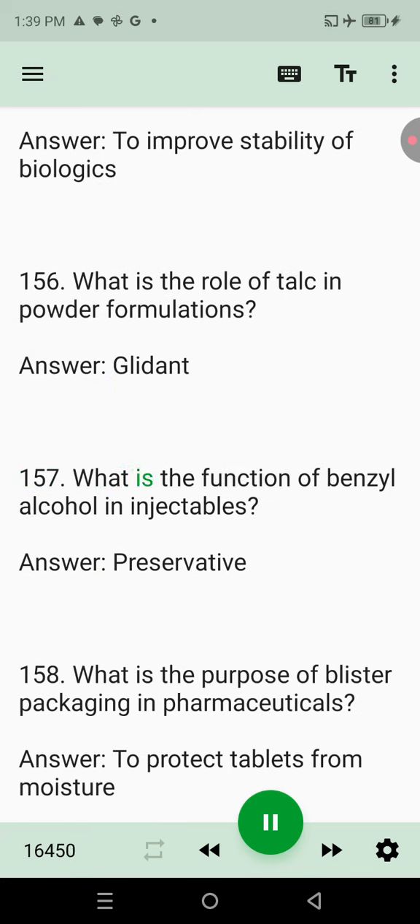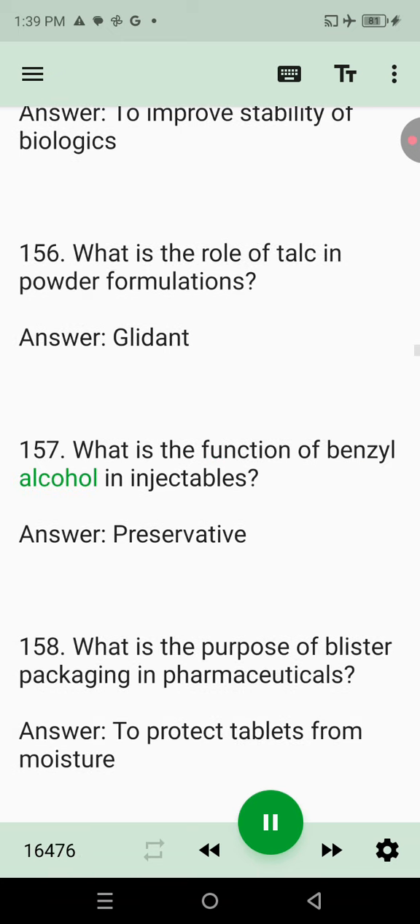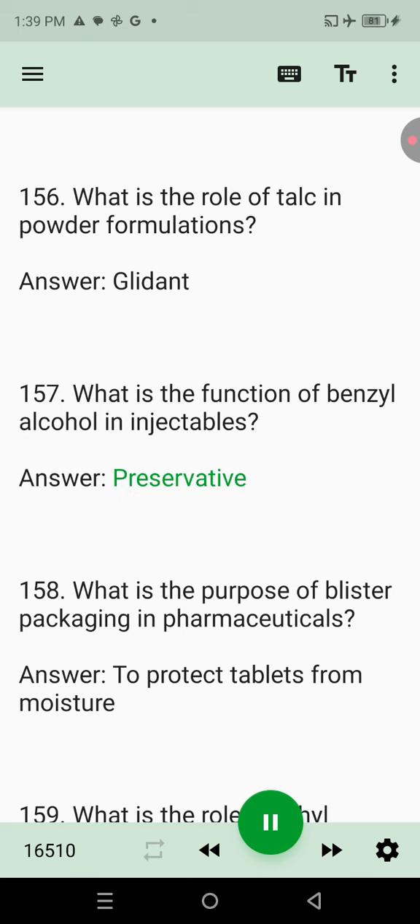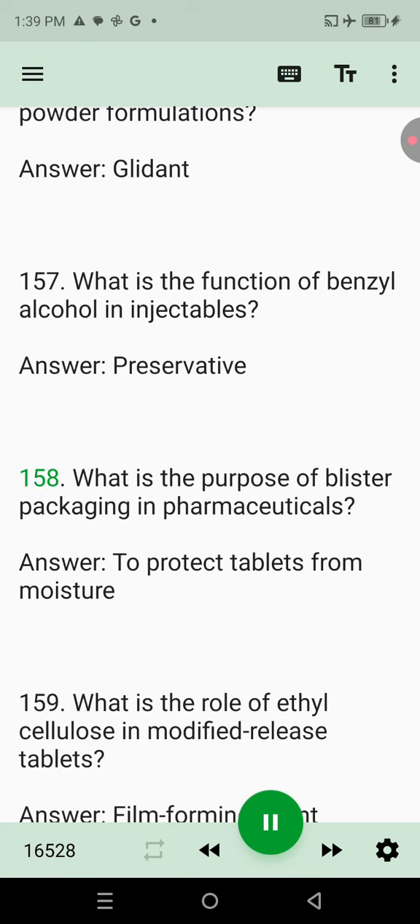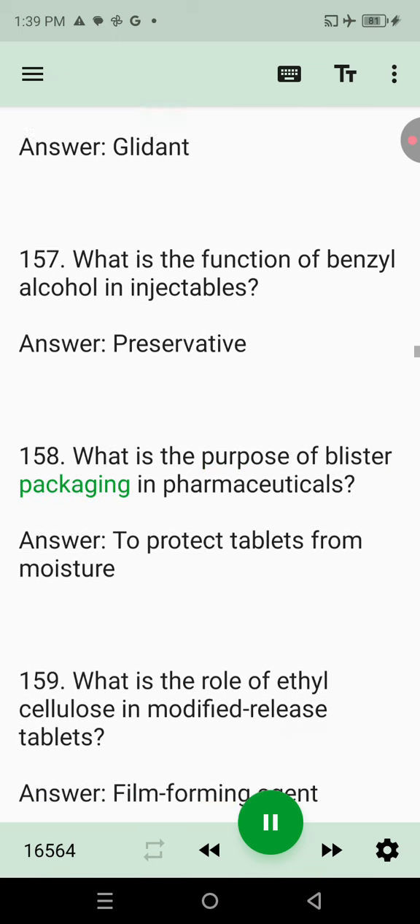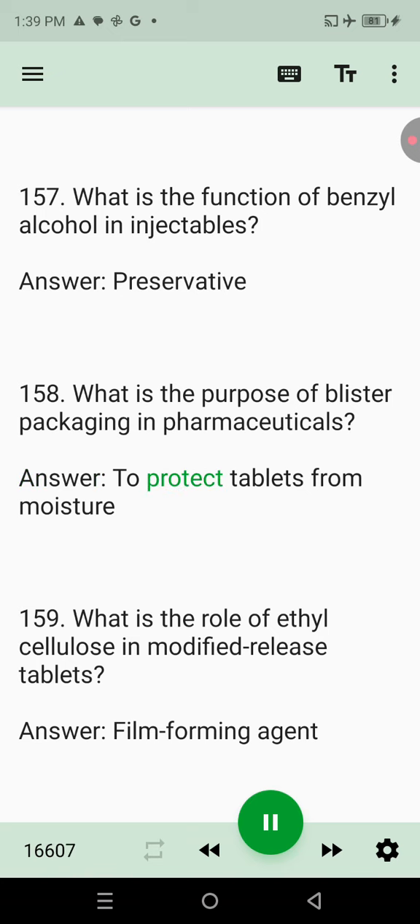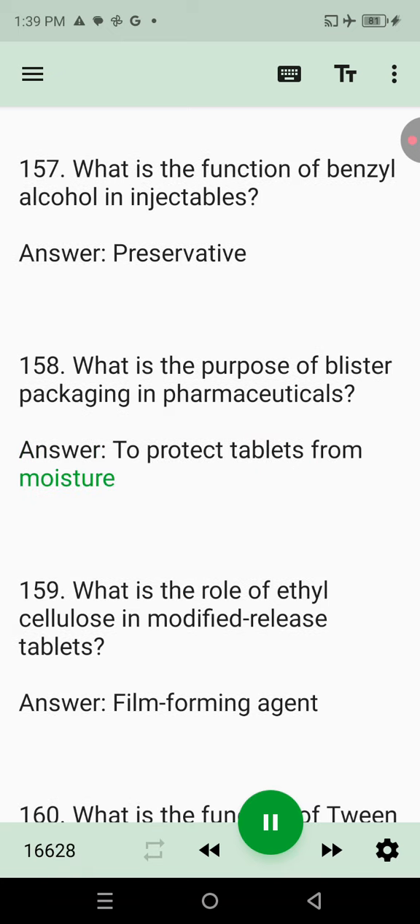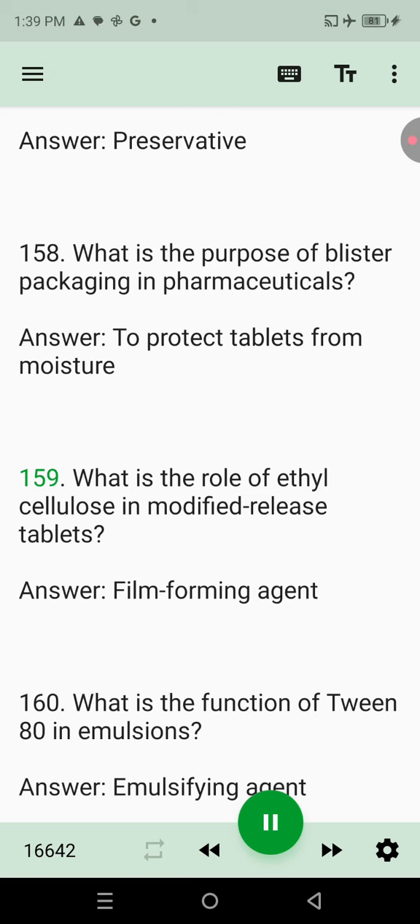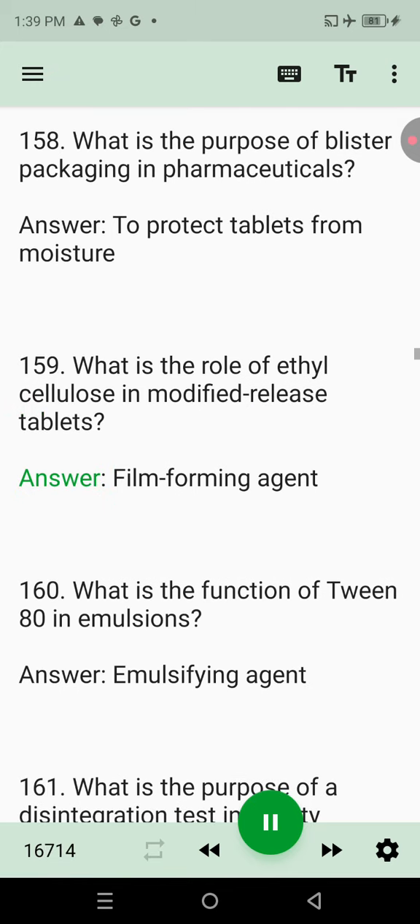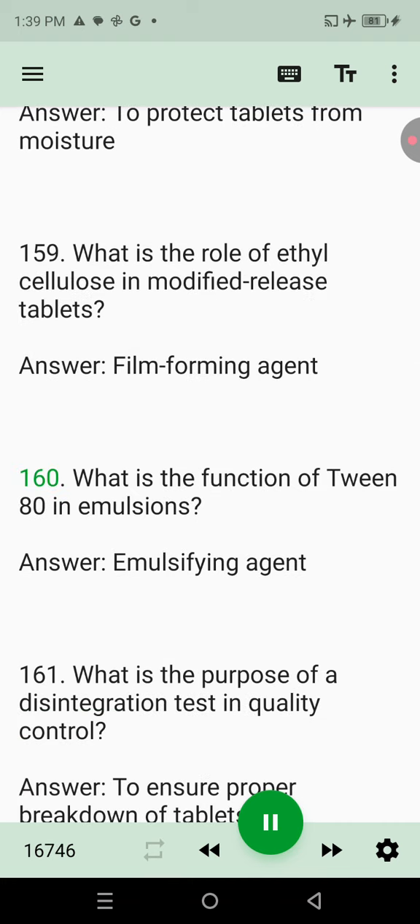157. What is the function of benzyl alcohol in injectables? Answer: preservative. 158. What is the purpose of blister packaging in pharmaceuticals? Answer: to protect tablets from moisture. 159. What is the role of ethyl cellulose in modified release tablets? Answer: film forming agent.